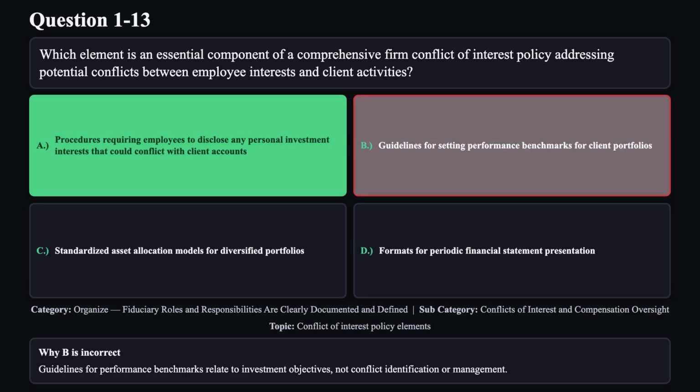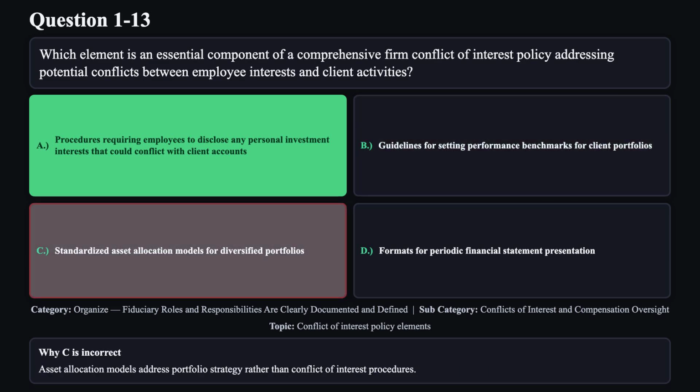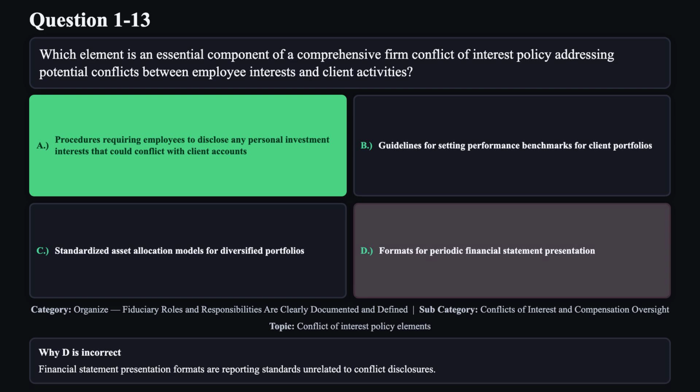Reason B is not correct. Guidelines for performance benchmarks relate to investment objectives, not conflict identification or management. Reason C is not correct. Asset allocation models address portfolio strategy rather than conflict of interest procedures. Reason D is not correct. Financial statement presentation formats are reporting standards unrelated to conflict disclosures.